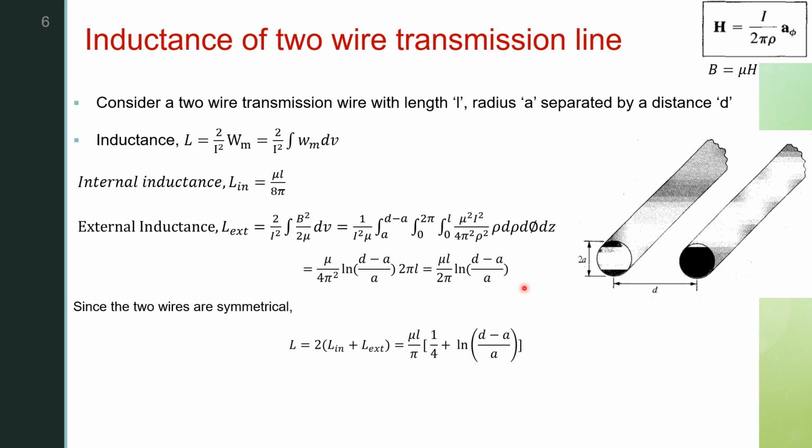So right now we have determined internal inductance and external inductance because of one wire. The same will be because of the second wire also. So we can write, since the two wires are symmetrical, the total inductance L is equal to 2 times L internal plus L external, and that is equal to mu L by pi into 1 by 4 plus ln of D minus A by A. So this is the expression of the inductance for a two-wire transmission line.